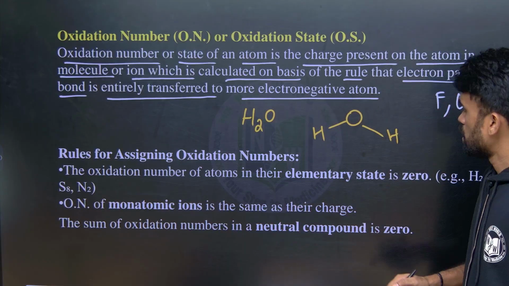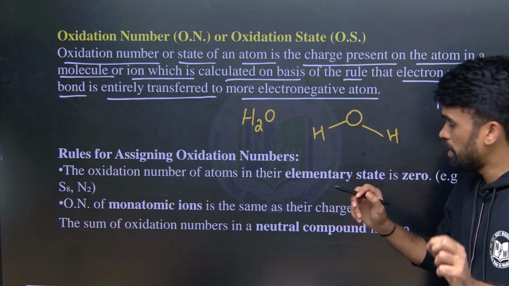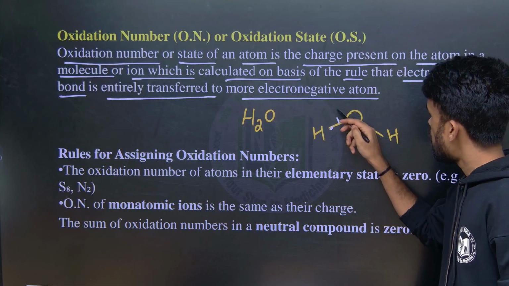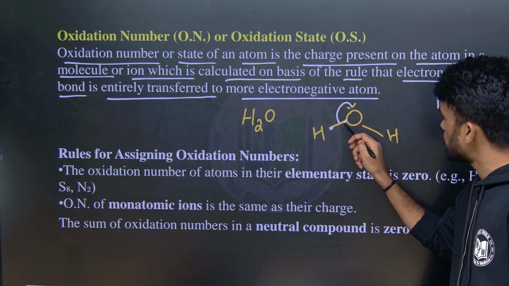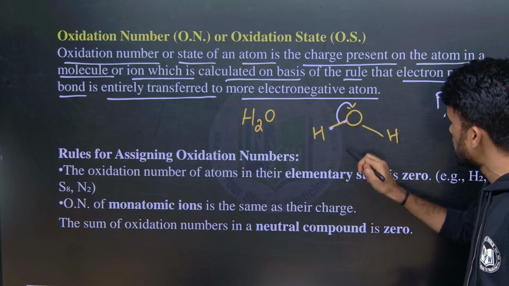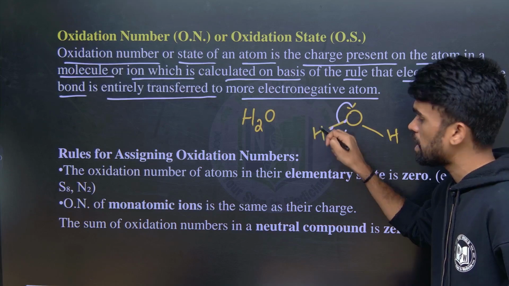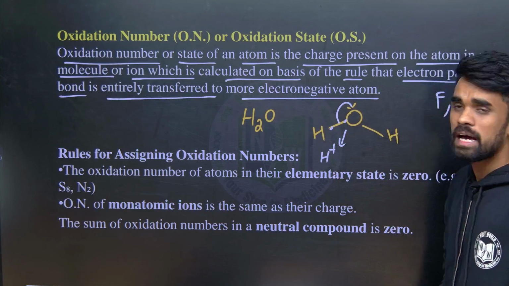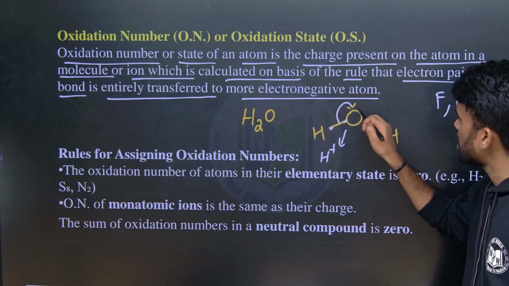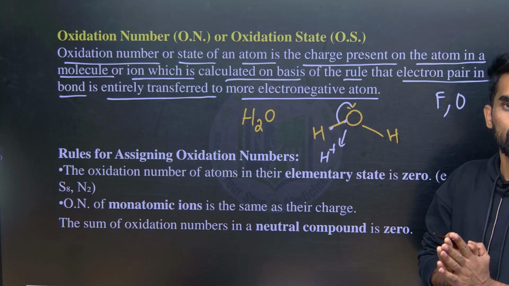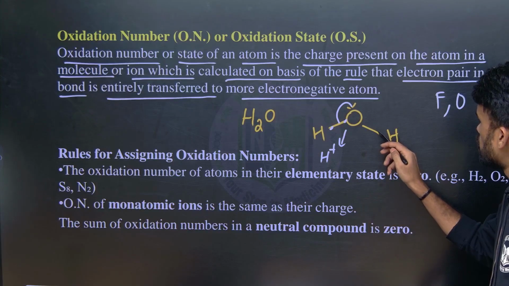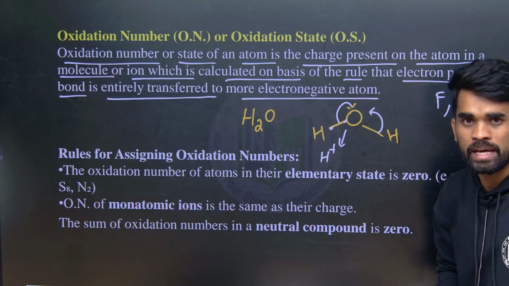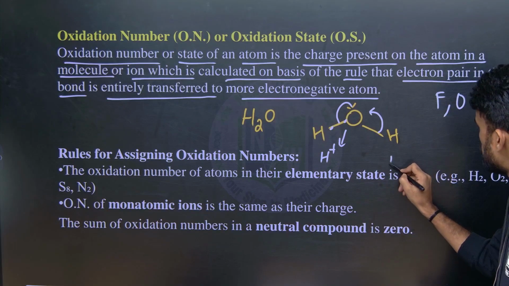Now, since oxygen is more electronegative, the bonded electrons in this bond will be taken towards the oxygen side. If these electrons are taken towards oxygen, what is the charge remaining on this hydrogen? It becomes H plus, because oxygen is the more electronegative element. Similarly on this side, the hydrogen is less electronegative than oxygen, so this bond is also considered taken by the oxygen atom. Therefore this is also H plus.